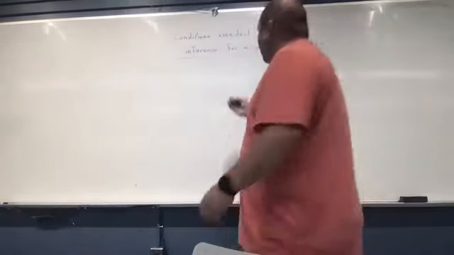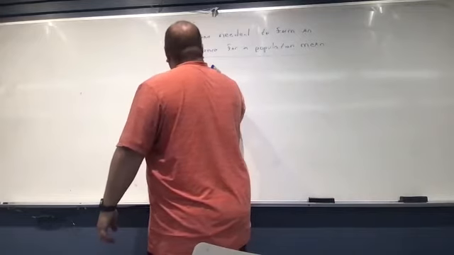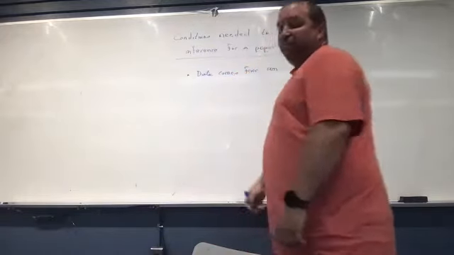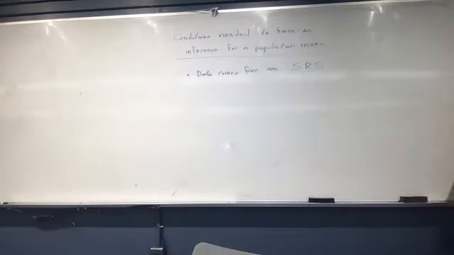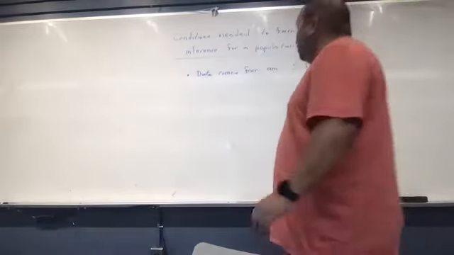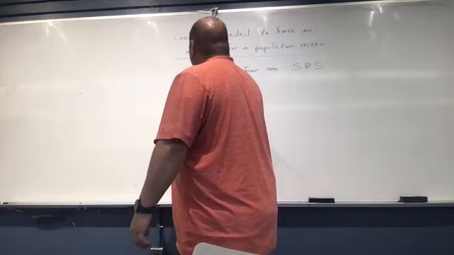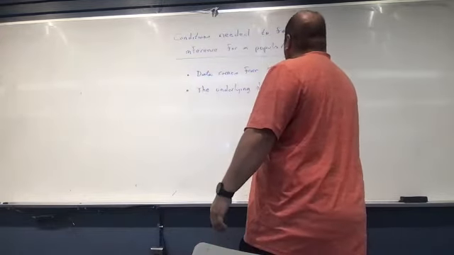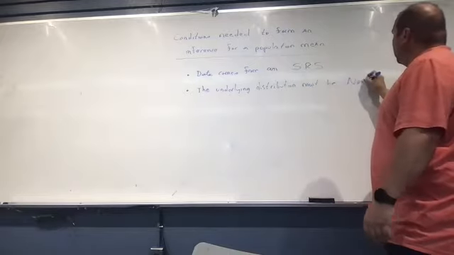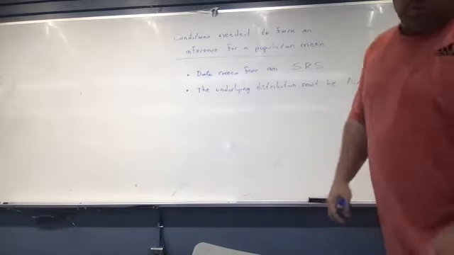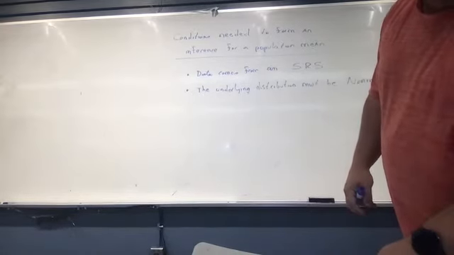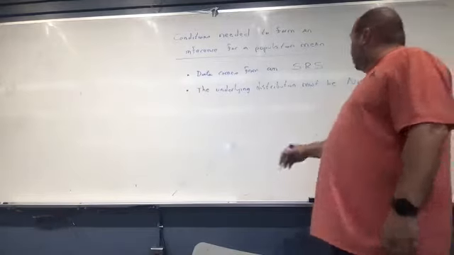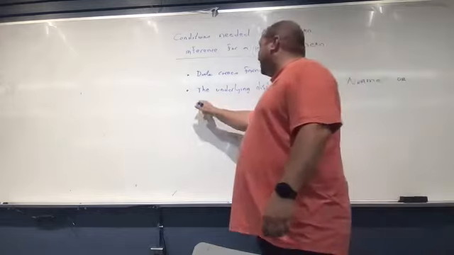So condition number one, the data comes from an SRS. It has to be a simple random sample for us to do anything. The data must come from an SRS. Two, the underlying distribution must be normal. Must come from a normal distribution, or approximately normal.